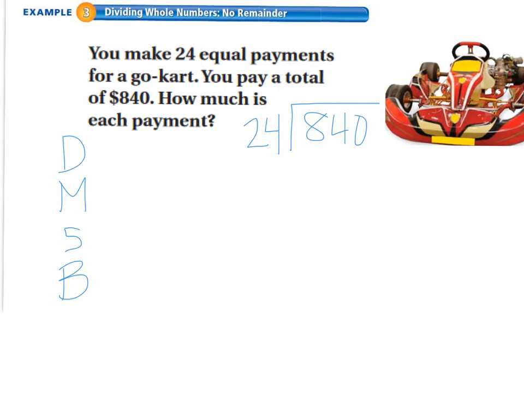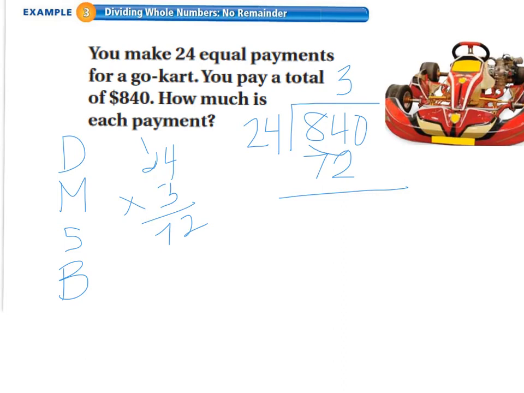So the first step is to divide. How many groups of 24 are there in 8? There are none, so I need to go over to the 84. How many groups of 24 are there in 84? I believe there are 3. That's the divide. The multiply is 3 times 24. Three times 4 is 12, and 3 times 2 is 6, plus 1 more is 7. 3 times 24 is 72.